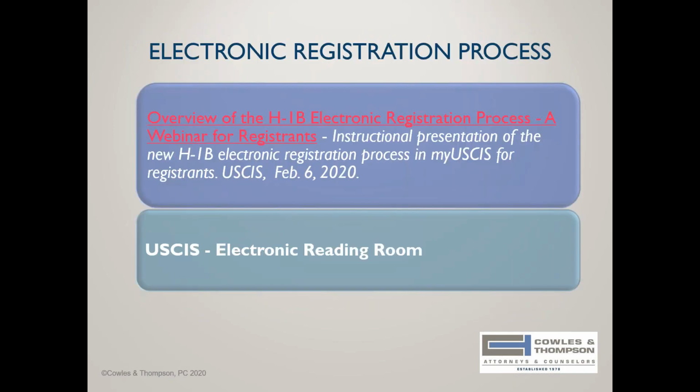What we provided right here is a link to the overview of the H-1B electronic registration process. A lot of these slides that we've pulled from can be viewed independently on the USCIS website through their electronic reading room. You can get to it through their main website, uscis.gov, and look on the left side and you'll see where you can go into the reading room and pull up the actual registration process slides that we're showing you now.